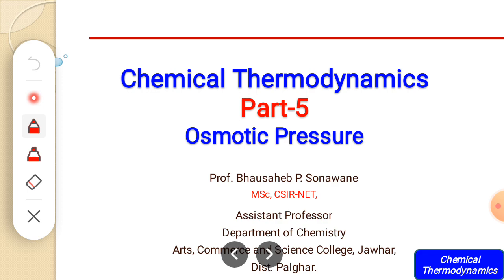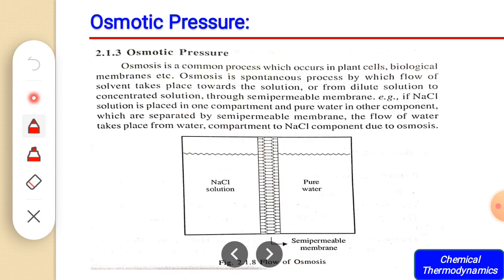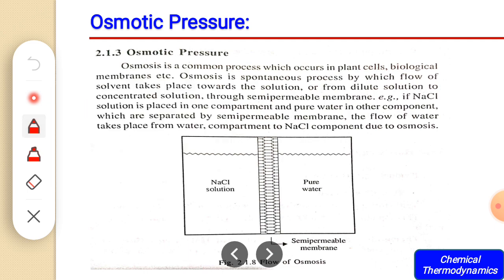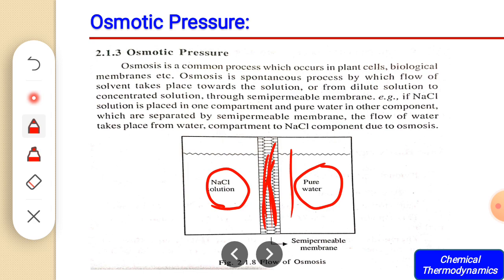Dear friends, before discussing osmotic pressure, we should know what osmosis is. Let us see. Here you can see there are two compartments. One compartment contains a solution of NaCl and another compartment contains pure water. These two compartments are separated by a semi-permeable membrane. So this is the semi-permeable membrane.